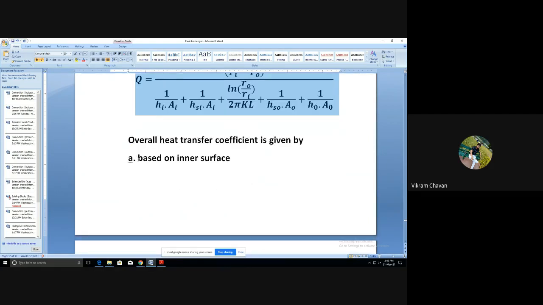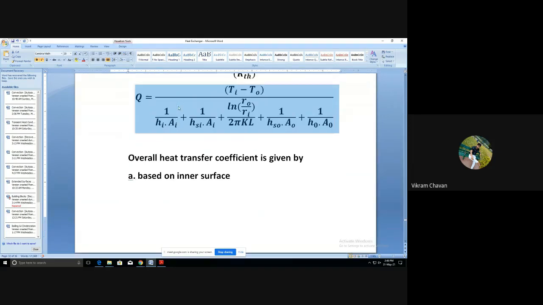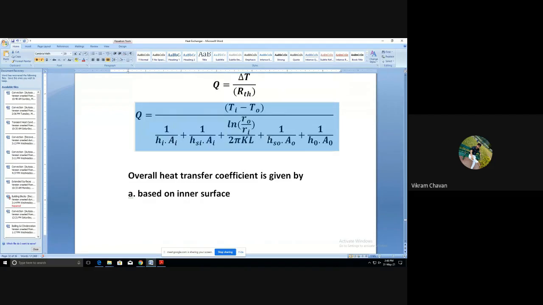So the overall heat transfer coefficient, we have discussed, can be based on the inner surface and also on the outer surface. From this particular equation, if you take A_i, that is the inner surface, as common, then that equation will provide you the overall heat transfer coefficient on the basis of the inner surface.